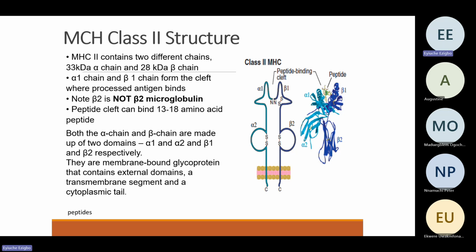So you note the differences between these two classes of MHC molecule, class 1 and class 2: the differences in their structure, the differences in their antigen presentation, the differences in their tissue expression.